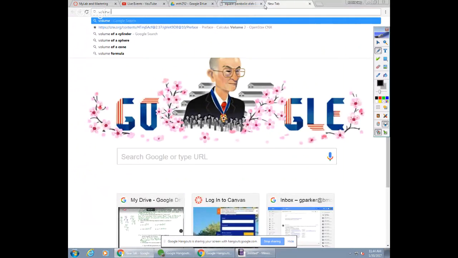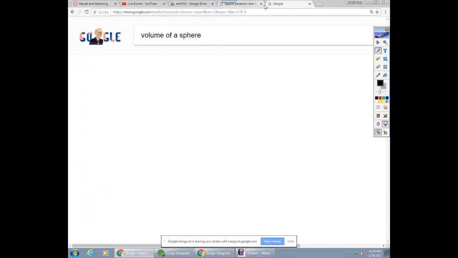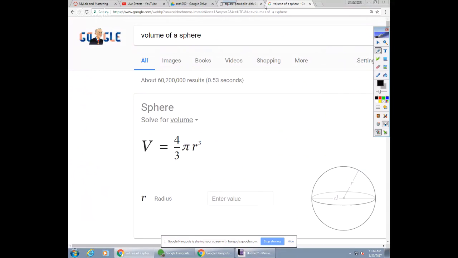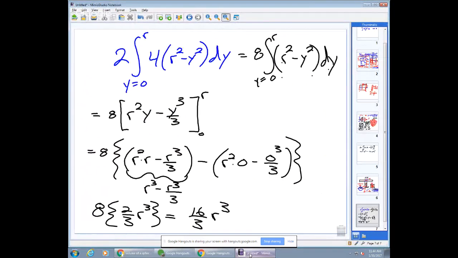Volume of a sphere: 4/3 pi r cubed. Okay, let's see. Pi is a little bigger than 3. And 3 times 4 is what, 12? How did we do in comparison? So that's roughly a little over 12 in the numerator versus 16.